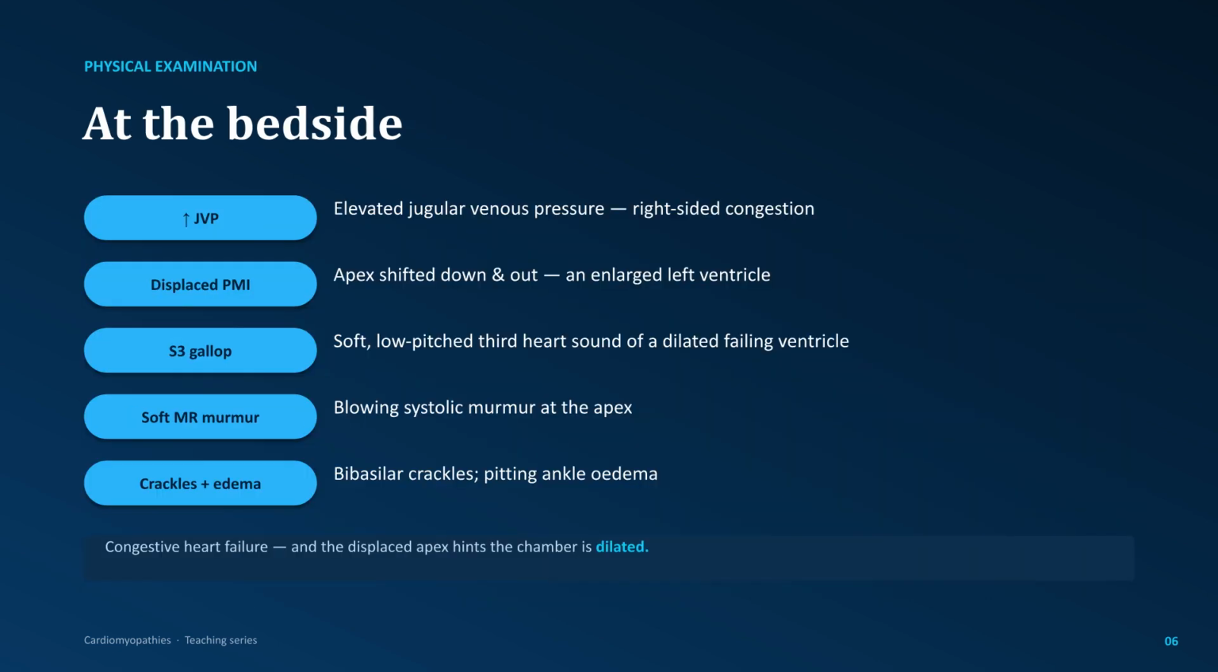Physical examination confirms congestive heart failure. We observe elevated jugular venous pressure, a displaced PMI indicating an enlarged left ventricle, an S3 gallop, and a murmur of mitral regurgitation. The displaced apex strongly suggests the heart chamber is dilated.